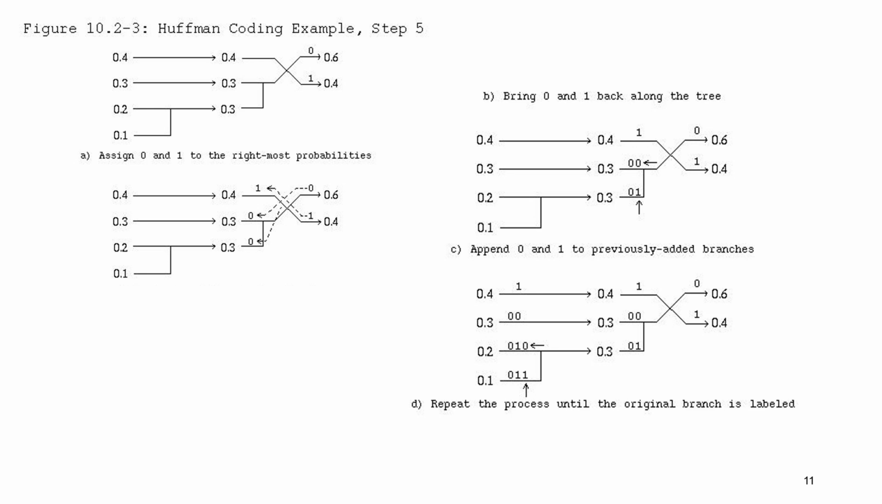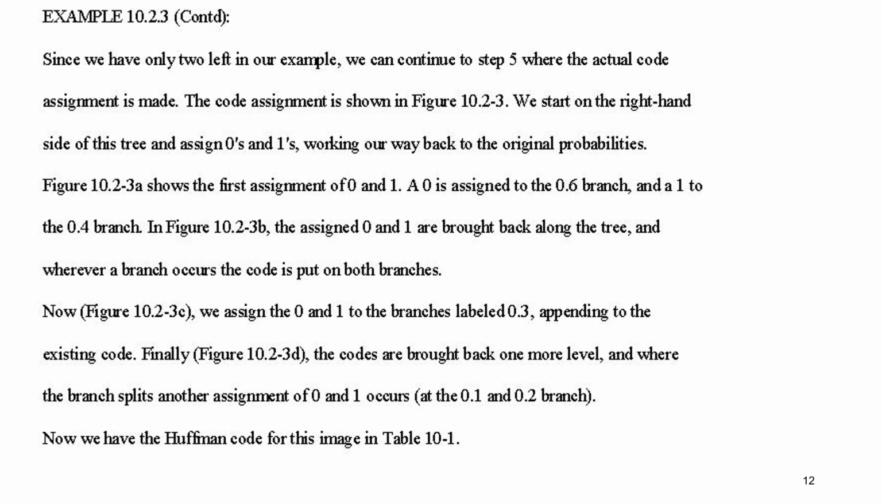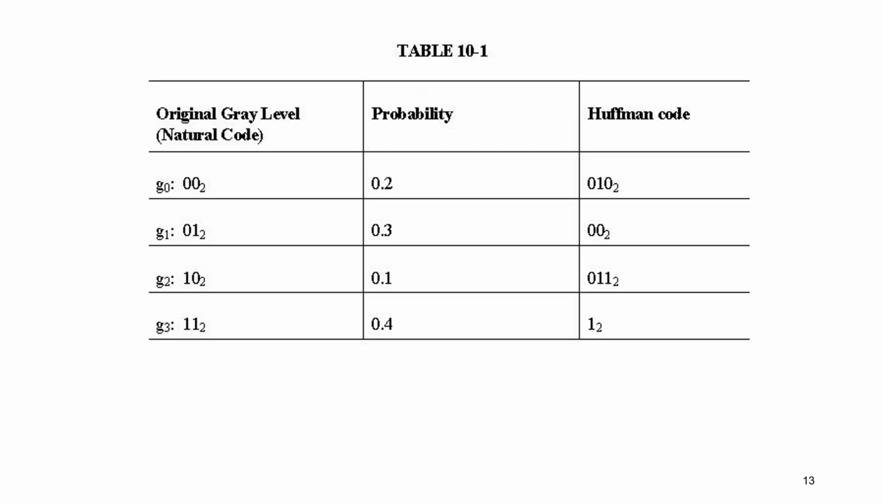So like that we have been allocating the codes in the reverse way, where we start the process from the 0 and 1. Now, since we have only 2 left in our example, we can continue to step 5, where the actual code assignment is made. So this is the explanation for the earlier slide, how we allocate the codes at each level. When the branch splits, another assignment of 0 and 1 will occur. Now we have the Huffman code for this image in the next step.